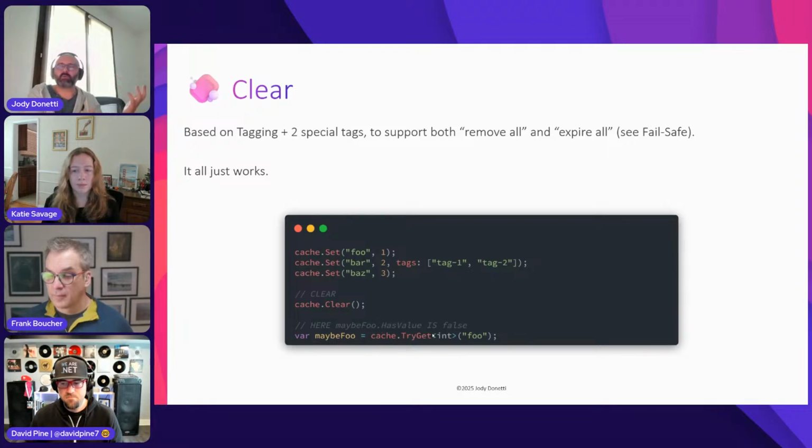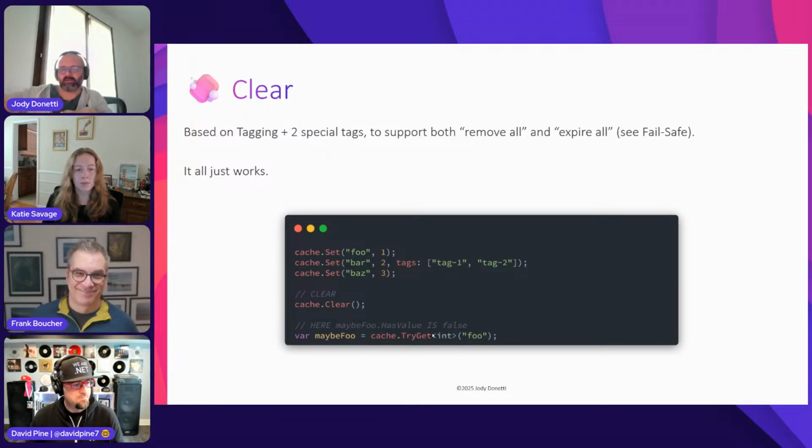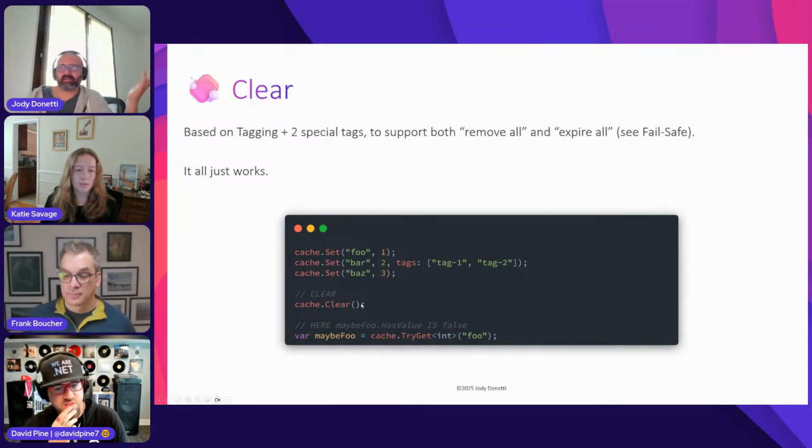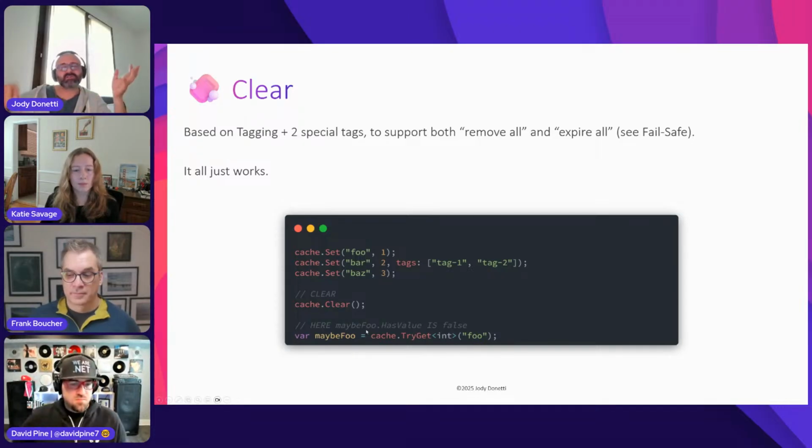Basically, now that I got tagging working, I declared one special tag to mean removal, like a proper clear, and another one to mean expire all, meaning still available for the fail-safe scenarios that we saw before. And it all just works. As in the example, I set 3 entries, I do a cache.Clear, and that's it. From the next line, the cache is logically clear, even though nothing has been done on a massive scale. Even if you have 5 million items in the cache, it's instantaneous. And that's really, really nice.